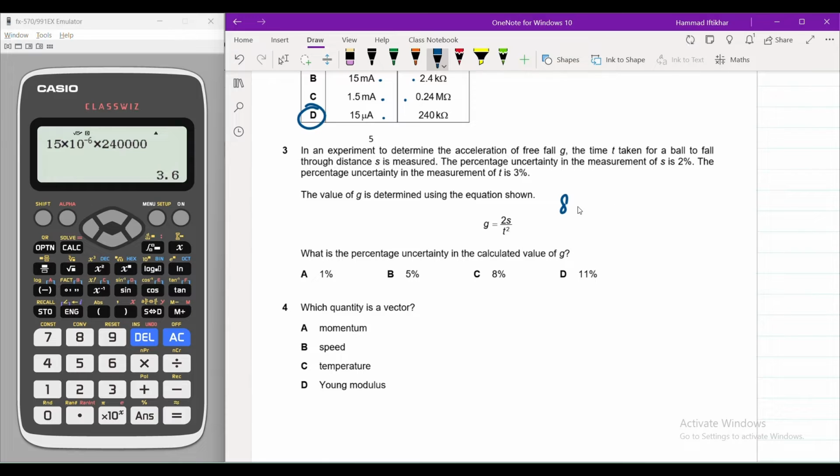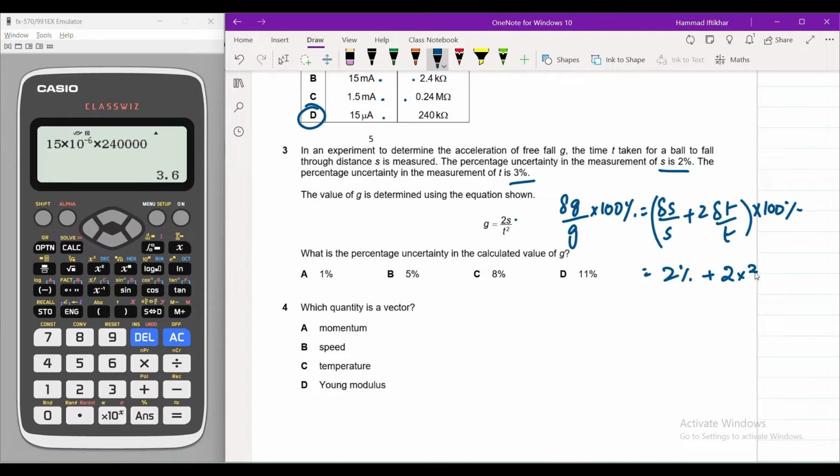So if we just do the fractional or the percentage, the percentage uncertainty of g will be impacted by the square of time and s. So we just have delta s over s plus 2 delta t over t, times 100%. So basically we have s 2% plus 2 times the percentage uncertainty of time. So 2 plus 6 is 8%.